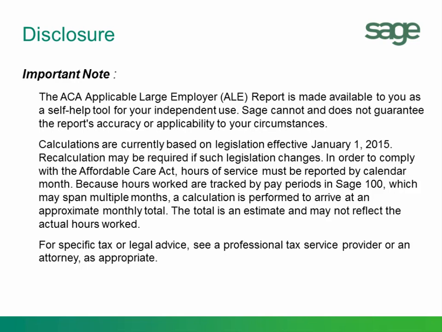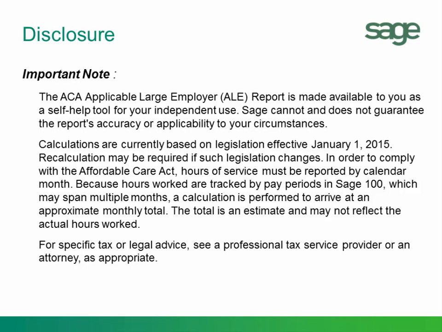It is important to remember that the ACA Applicable Large Employer, or ALE, report is made available to you as a self-help tool for your independent use. Sage cannot and does not guarantee the report's accuracy or applicability to your circumstances. The calculations are currently based on legislation effective January 1st, 2015. Recalculation may be required if such legislation changes.